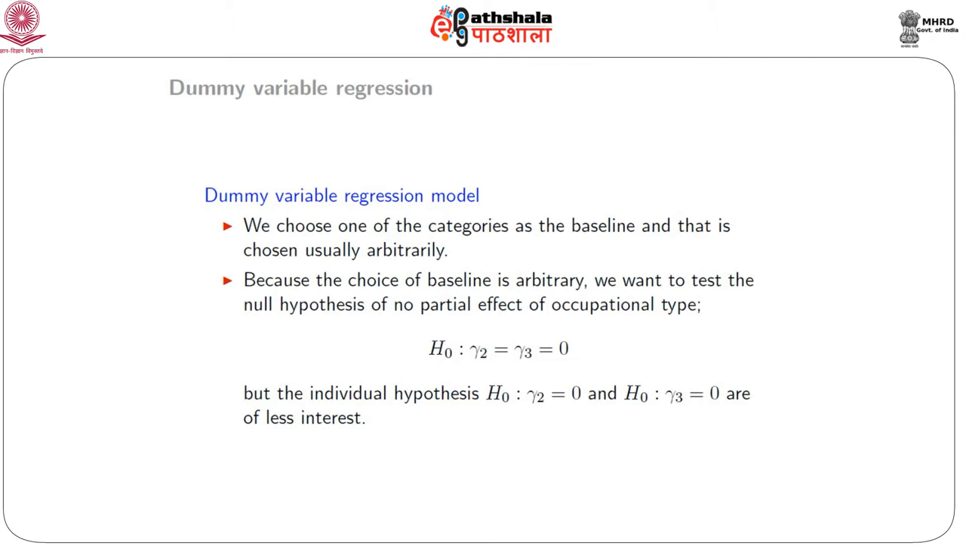Similarly, if we generalize the inclusion of a polytomous explanatory variable with m categories, then we code m minus 1 dummy regressors. As you have seen in the previous example, we had three categories, one of which was considered the baseline, so we had two dummy regressors. In general, when there are m categories, one of them is considered the baseline and is chosen arbitrarily, and we code m minus 1 dummy regressors. One simple scheme is to select the first category as the baseline. Since the choice of the baseline is arbitrary, in practice we usually start with the first category, consider it the baseline, and continue coding the other categories.